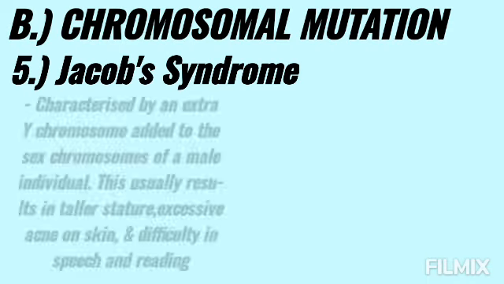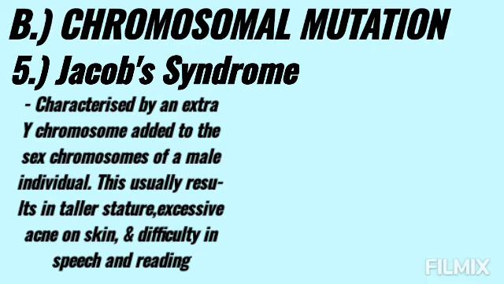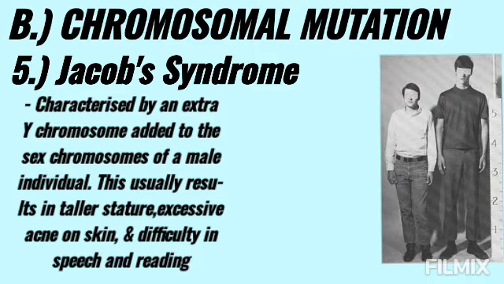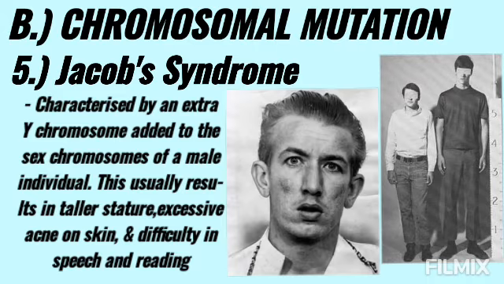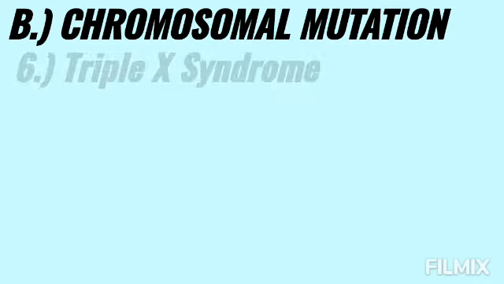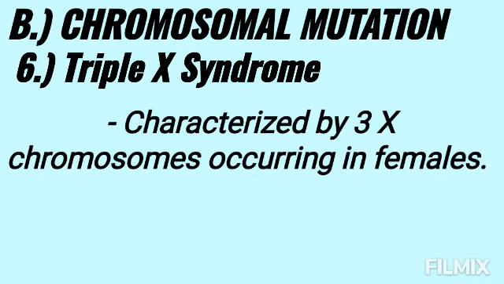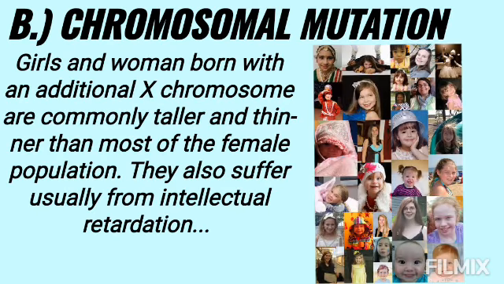Jacob syndrome is characterized by an extra Y chromosome added to the sex chromosomes of a male individual. This usually results in taller stature, excessive acne on the skin, and difficulties with speech and reading. On the other hand, triple X syndrome is characterized by three X chromosomes occurring in females. Girls and women born with an additional X chromosome are commonly taller and thinner than the rest of the female population. They also usually suffer intellectual retardation.